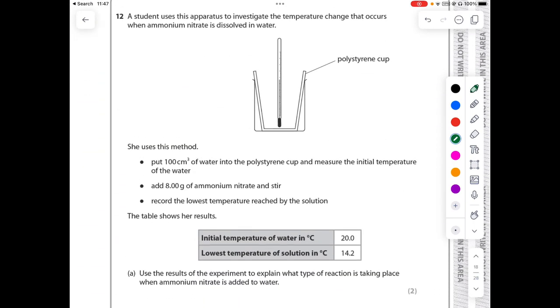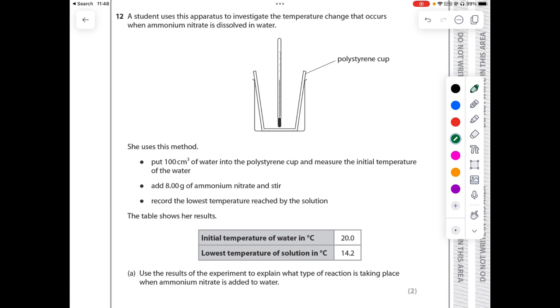Question number 12. A student uses this apparatus to investigate the temperature change that occurs when ammonium nitrate is dissolved in water. She uses this method. Put 100 cm cubed of water into a polystyrene cup and measure the initial temperature of the water. Add 8 grams of ammonium nitrate and stir. Record the lowest temperature reached by the solution. The table shows that the initial temperature was 20. The lowest temperature is 14.2.